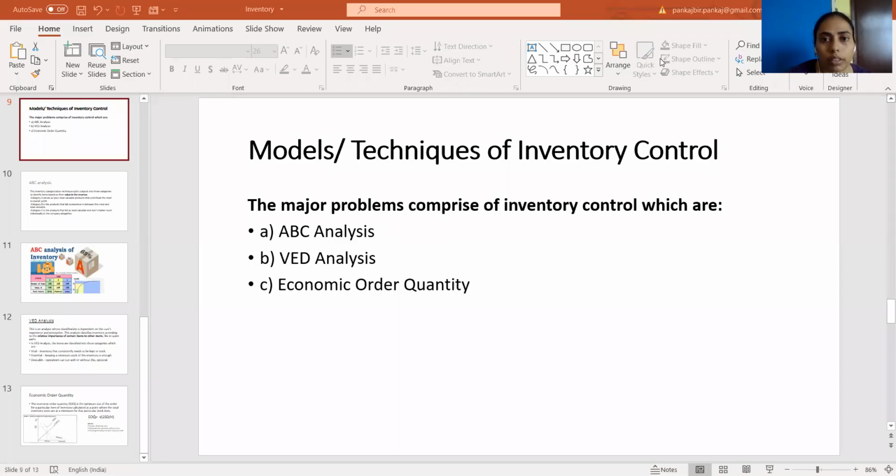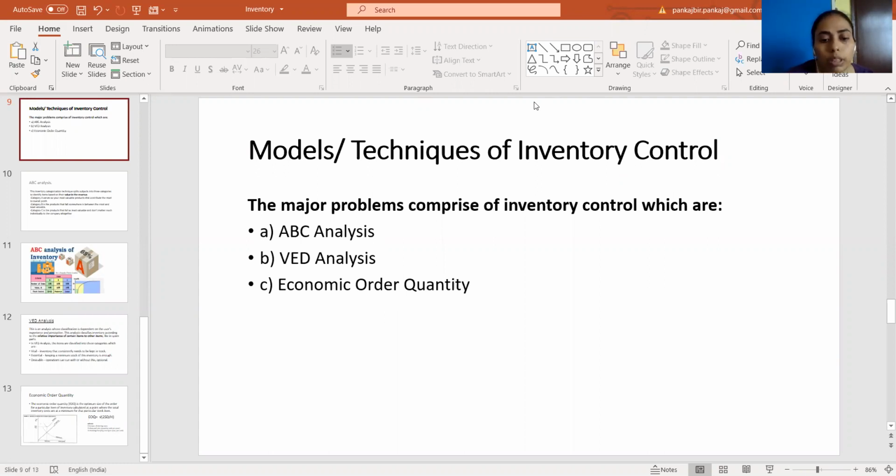Good morning, everyone. In today's lecture, we will be discussing inventory control techniques. So first we need to understand what inventory control is. Inventory control is the methods and the process by which an organization can have control over their inventory.